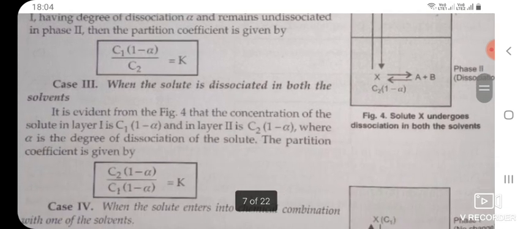Case 3. When the solute is dissociated in both the solvents, it is evident from figure 4 that the concentration of the solute in layer 1 is C1 into (1 minus alpha), and in layer 2 is C2 into (1 minus alpha), where alpha is the degree of dissociation of the solute. The partition coefficient is given by C2 into (1 minus alpha) upon C1 into (1 minus alpha) is equal to K.